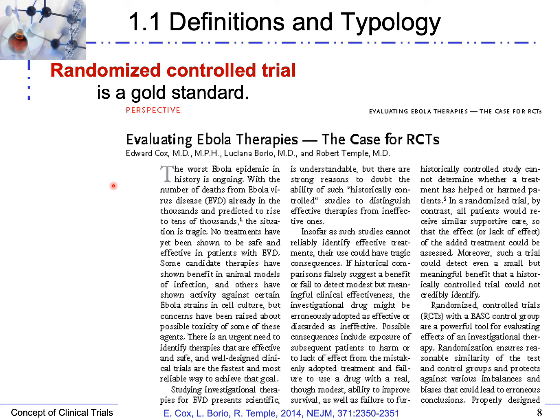As a second argument for a randomized clinical trial, such a trial could detect even a small but meaningful benefit that a historical control trial could not credibly identify, because there is more noise in the data, more factors that might add variability in the data, and so miss an opportunity of a valuable treatment for the population.